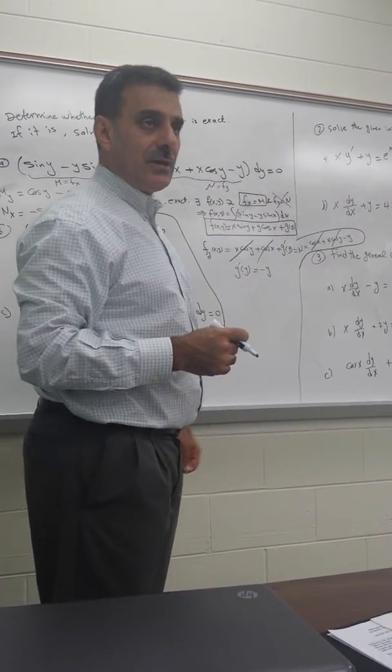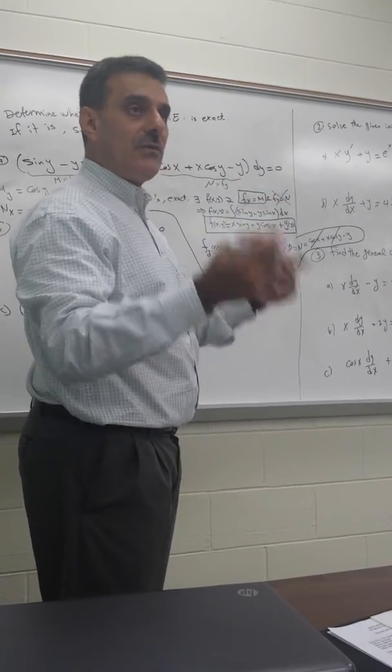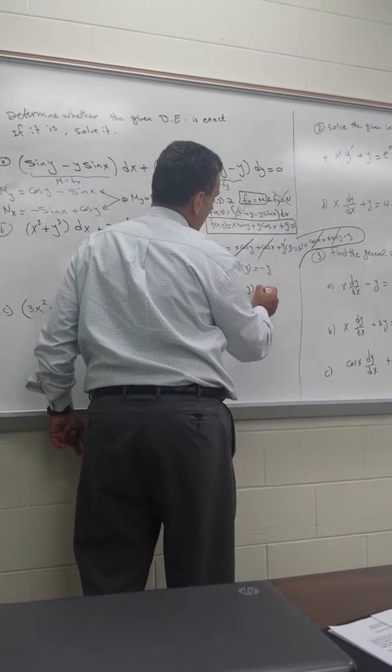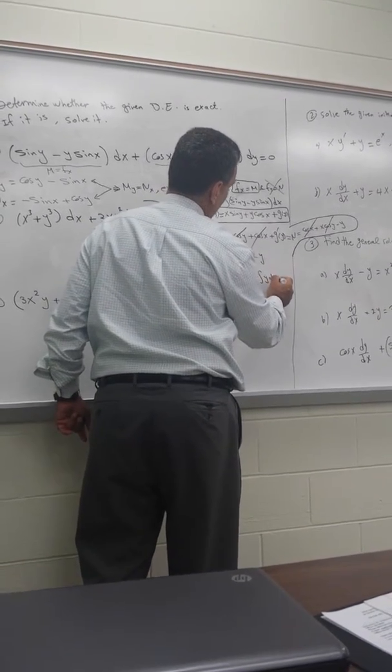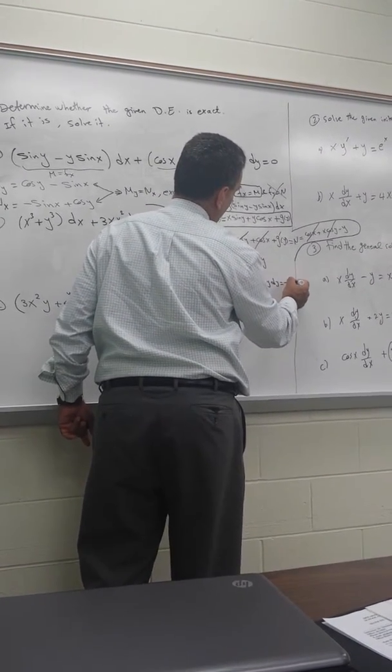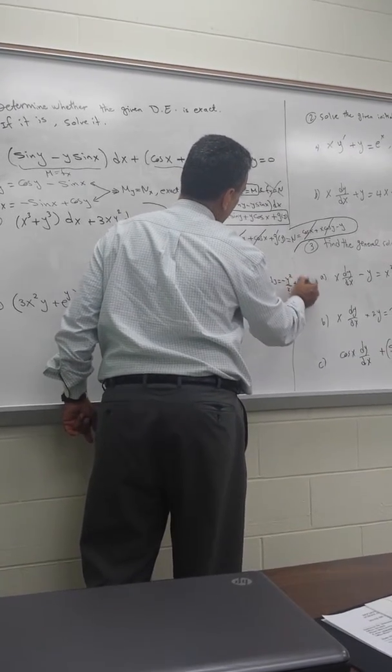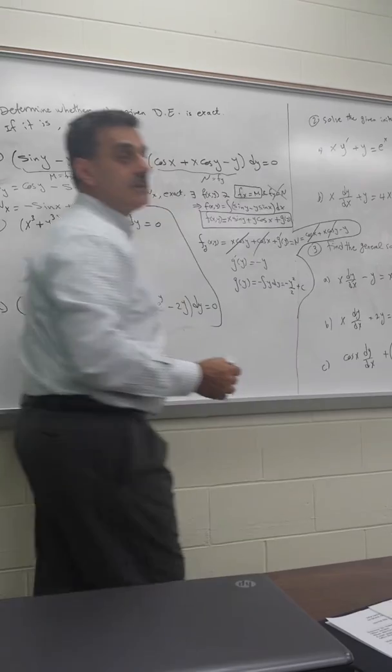It's easy to find g now. You have to integrate to find your function g. So you integrate this with respect to y. So the integral of negative y, which we know is negative y squared over 2, plus a constant c. So that's your g.